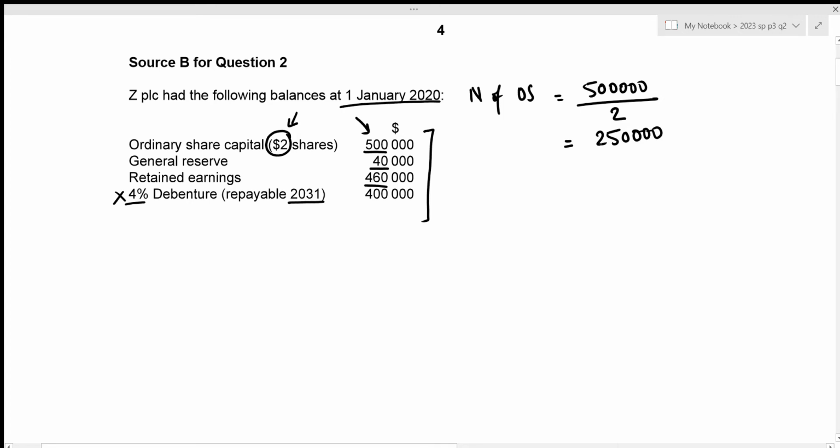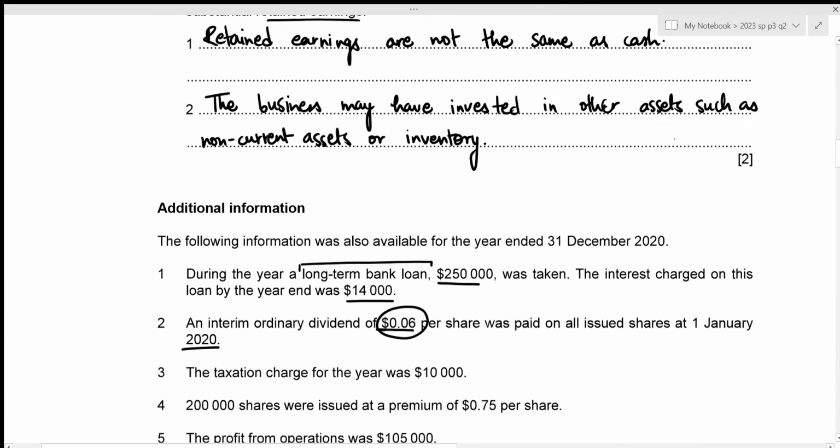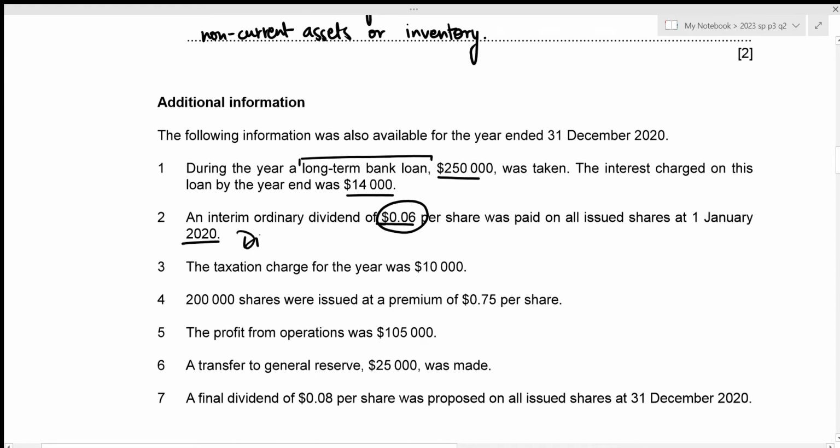And this gives the number of ordinary shares to be 250,000. Now we just need to multiply this number of ordinary shares by the dividend rate in order to figure out the total dividend paid. So our dividend paid is just going to be rate, that is 0.06, times the number of ordinary shares, which is 250,000, which results in 15,000. And we record our dividends paid in our statement of changes in equity since dividends are paid out from the retained earnings. So we just need to subtract this amount of 15,000 from the retained earnings column. Let's do it.